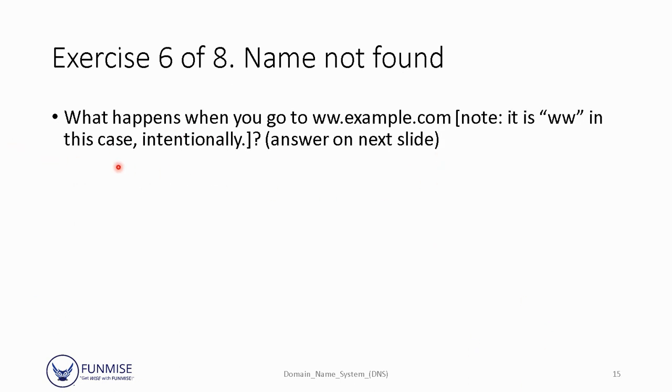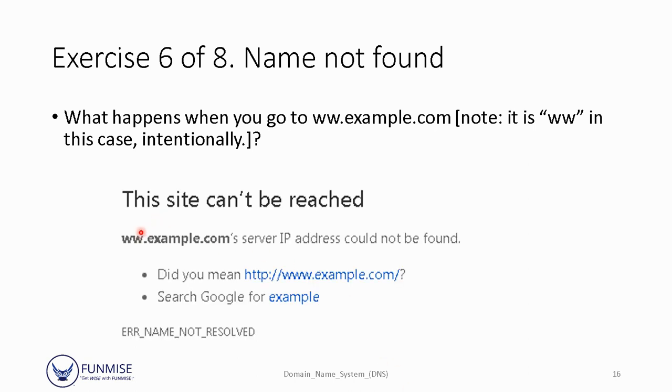Okay, name not found. What happens when you go to www.example.com? Note, it is www intentionally in this case for purposes of this example. In this case, you'll get a result similar to this. This site can't be reached, and the browser actually gives a helpful error message. It tells us error name not resolved. It lets you know right here that there was actually a DNS problem. And because we know this isn't a valid name, but this was useful for this example.